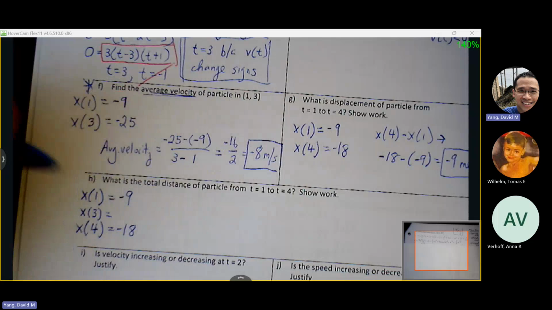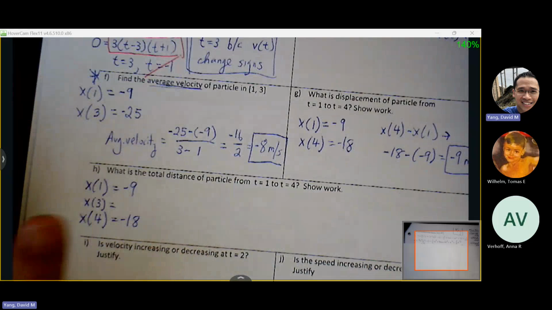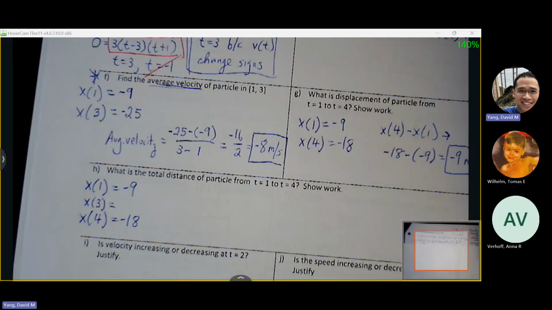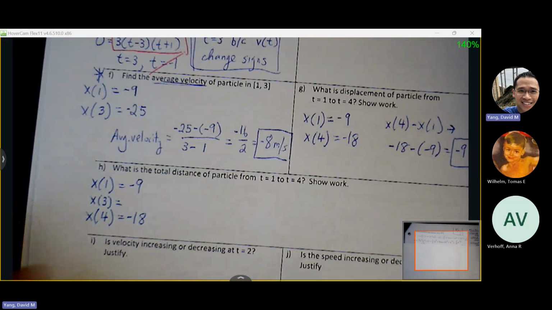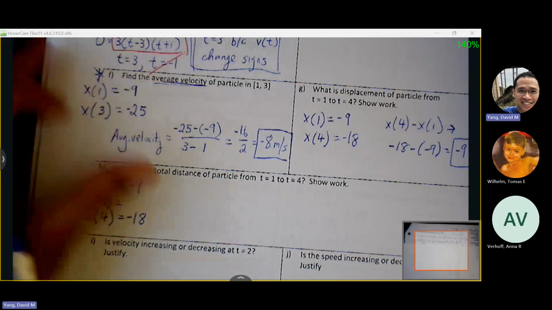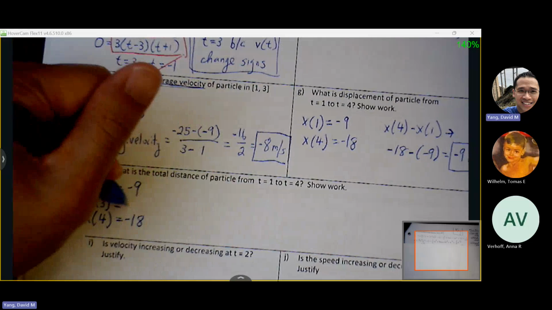We need to figure out when he is going to actually turn around, because we have to have another set of calculation from that point. So we can plug 3 into our function, and we already have that from part F, right? x of 3 is negative 25.